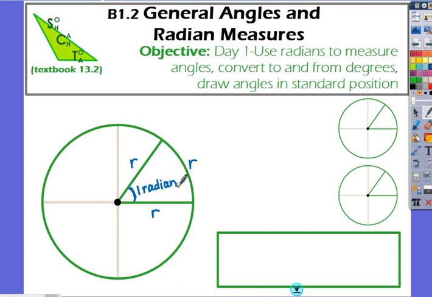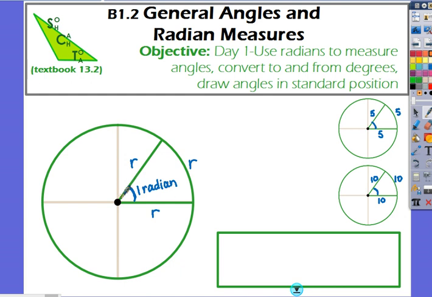Okay, and it just so happens it doesn't matter what the radius is. If the radius was 5, and I traveled a distance of 5, I'd get that same angle. If I traveled, like I said, 10, and traveled a curvy distance of 10, that would be the same angle. And so there's something special about that. And so we're going to talk about radians today. Radians is what we're going to use instead of degrees sometimes.